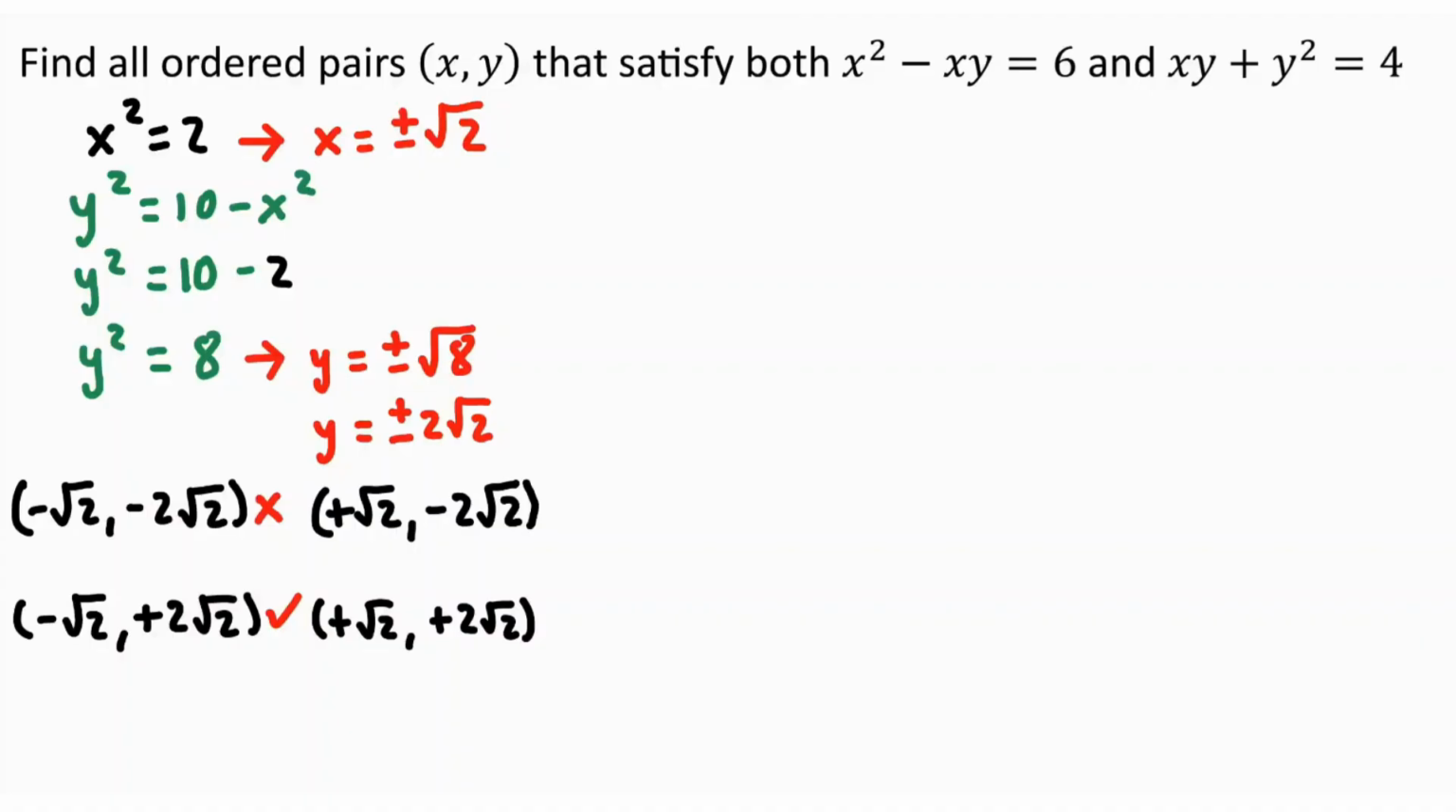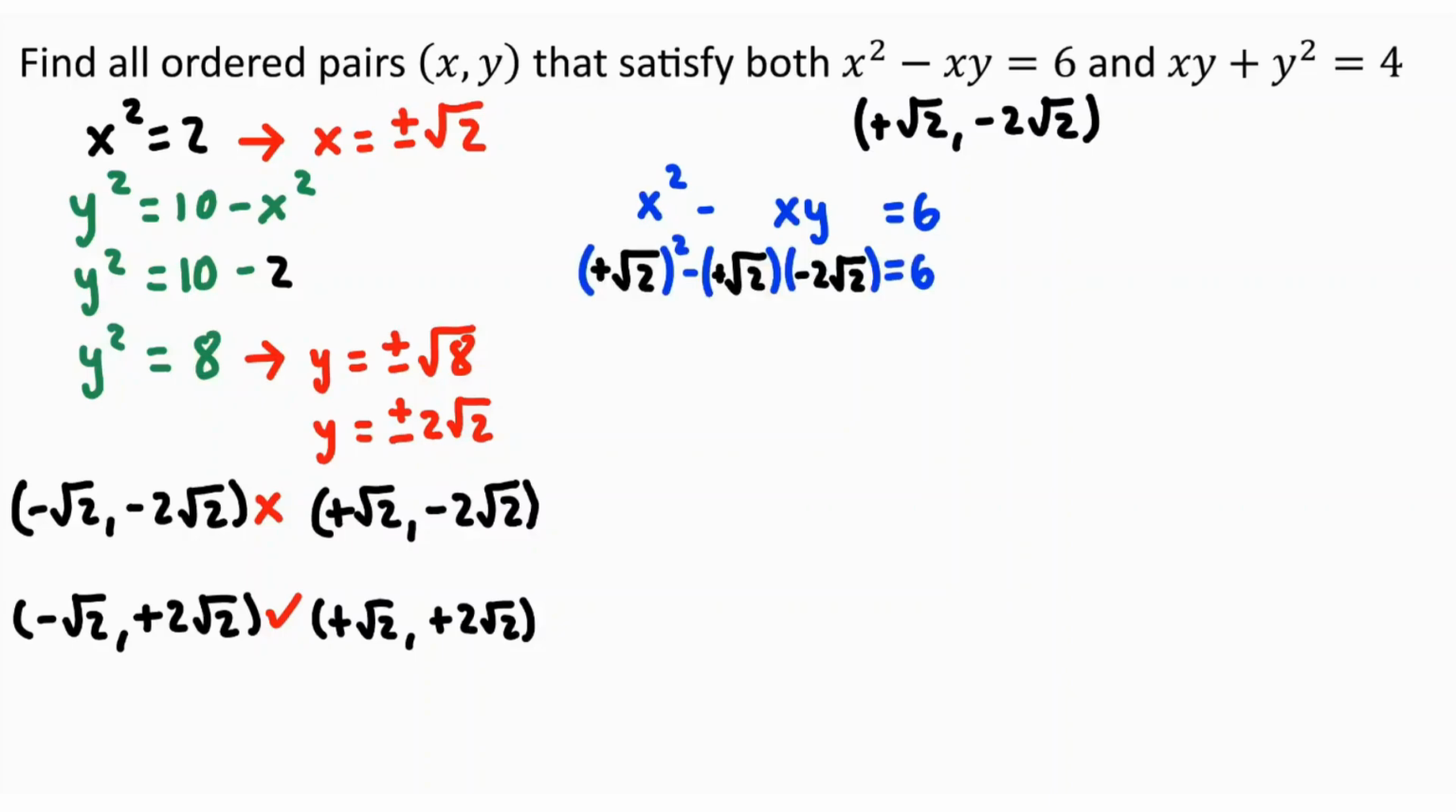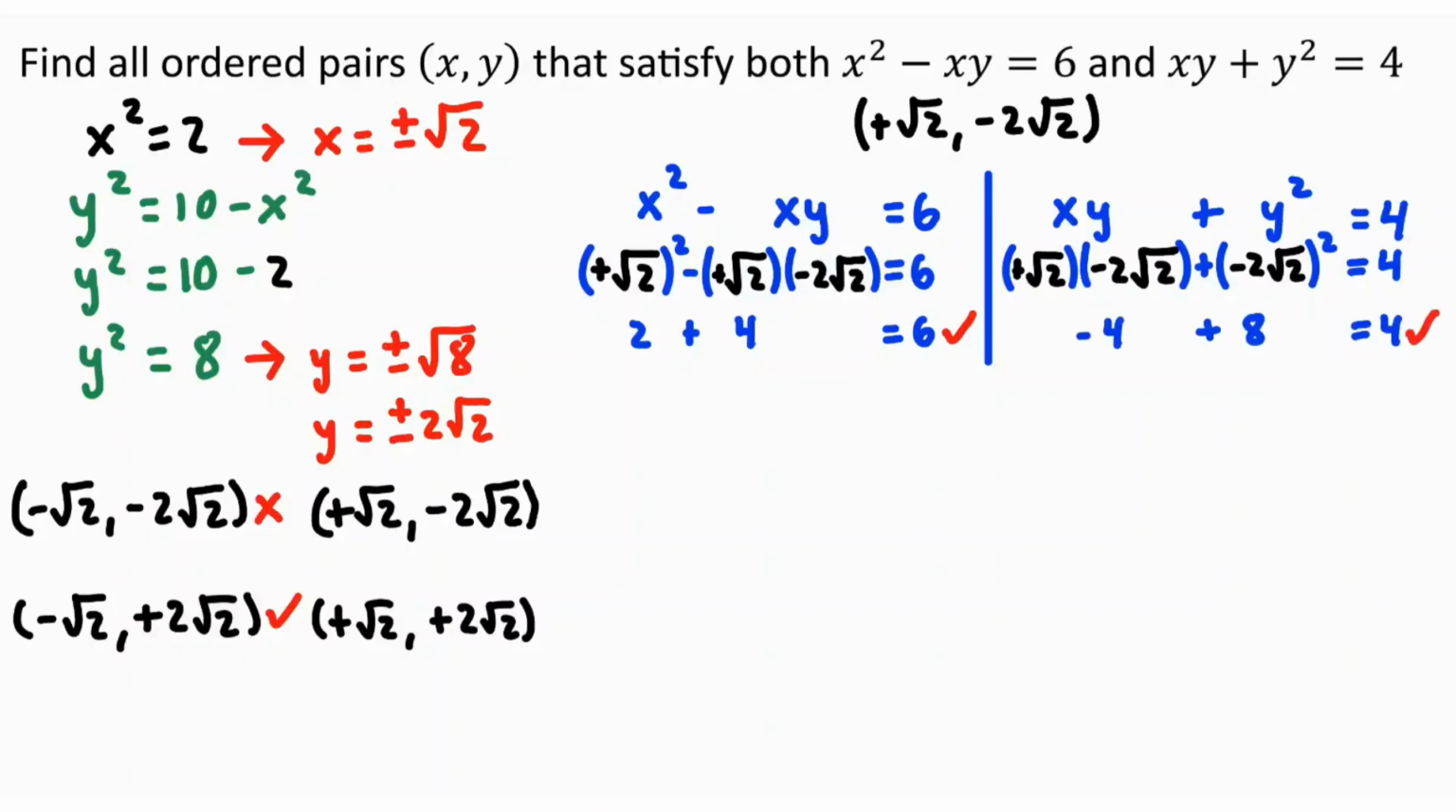Now let's check the positive root 2, comma, negative 2 root 2. So if we check this, substitute in both equations, turns out it will be true for the first equation and also true for the second equation. So we know positive root 2, comma, negative 2 root 2 is a solution.